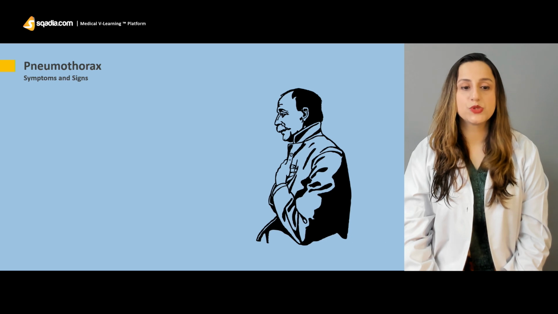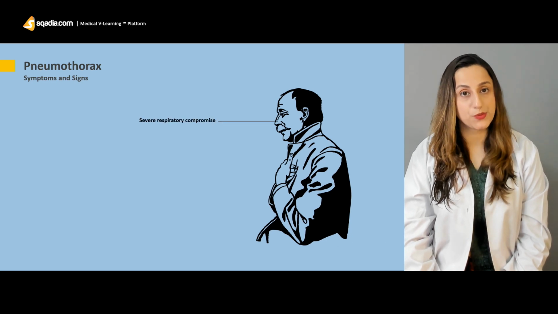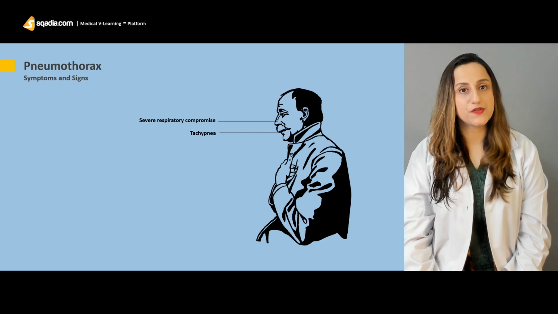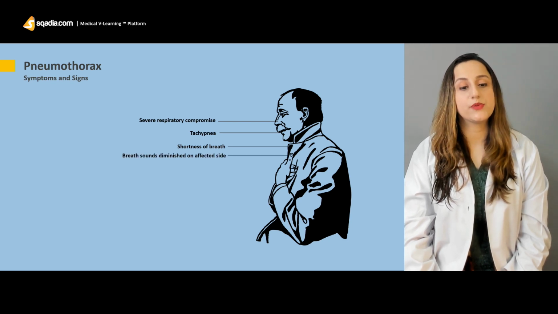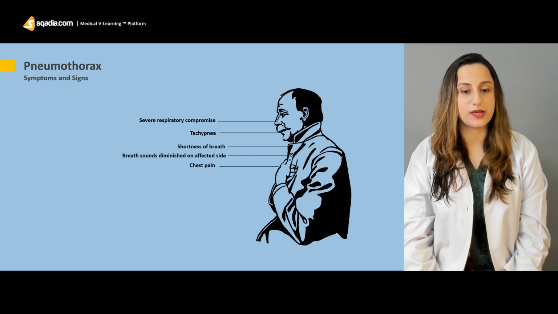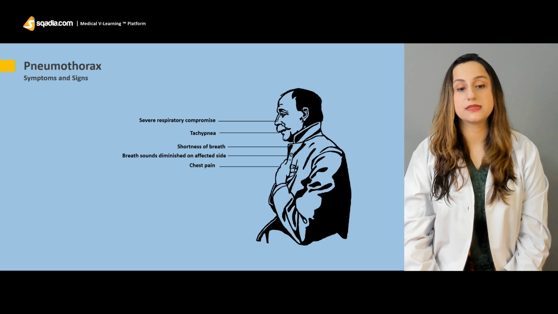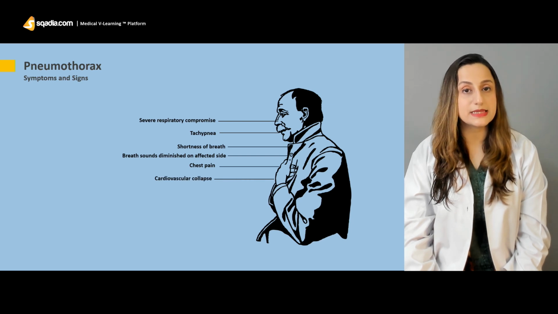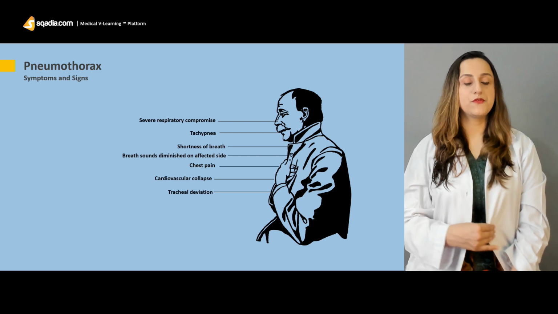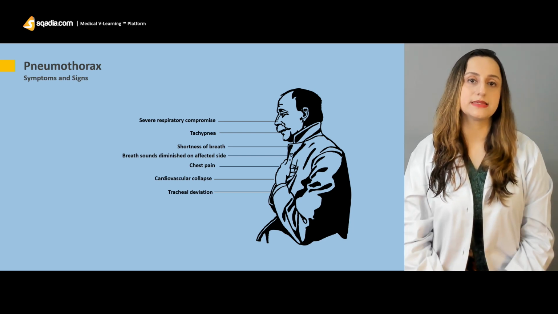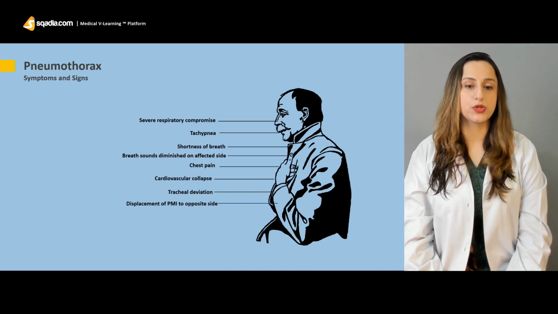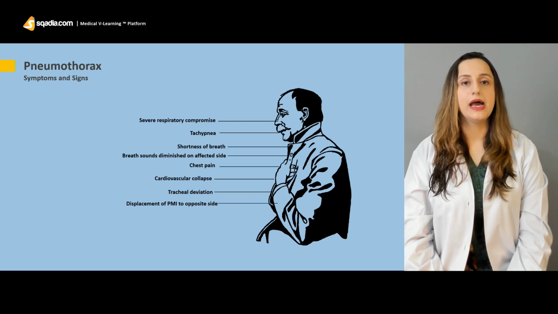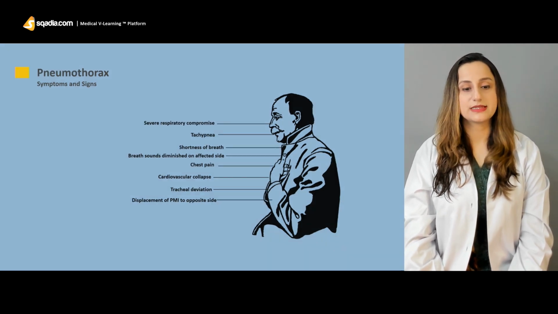The signs and symptoms would consist of a severe respiratory compromise, and tachypnea is one of the features seen in these patients, that is the increase in the respiratory rate. Shortness of breath is noted down. We have the breath sounds diminished on the affected side as well. Pleuritic kind of chest pain is associated with it. Cardiovascular collapse is seen in these patients. And we have a tracheal mediastinal shift that is seen in these patients as well. The displacement of PMI to the opposite side is again noted down in these particular patients of pneumothorax or even the tension pneumothorax.